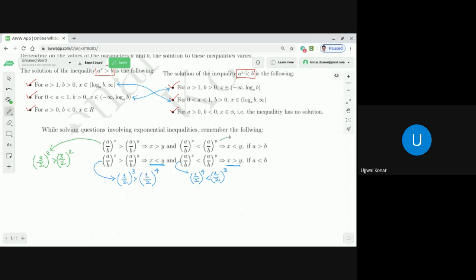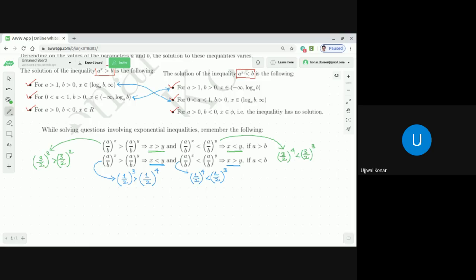And you can take it the other way also, that 3 by 2 power 4 is greater than 3 by 2 power 3, correct or not? So that implies 4 is greater than 3. The first one is a very obvious case. That's why we do not give much attention. But the second case, when a by b is a proper fraction, then the indices inequality completely gets changed. So you should give full attention to this.